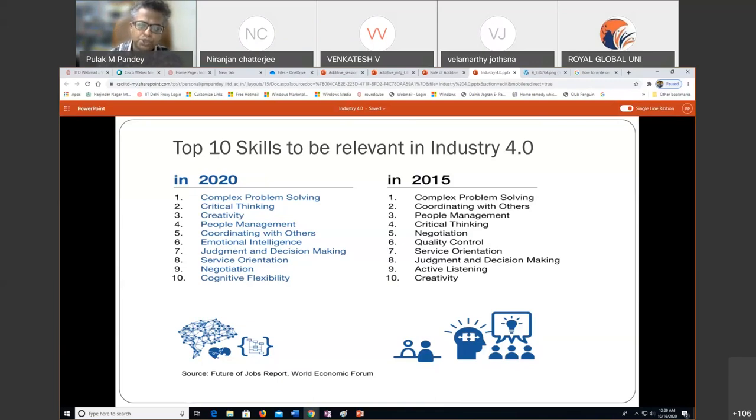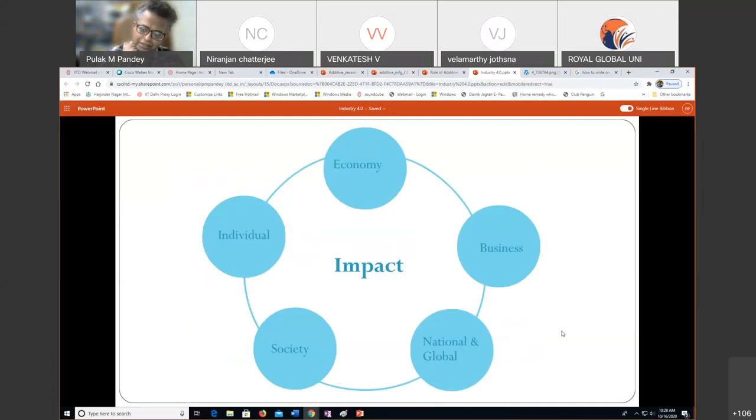Okay. So this is what I was trying to tell you about the skill sets which are likely to be present in the people. So this concept of smart manufacturing is definitely likely to impact the individual, society, business, economy, and of course the various nations across the globe. So this is something which is important to understand.